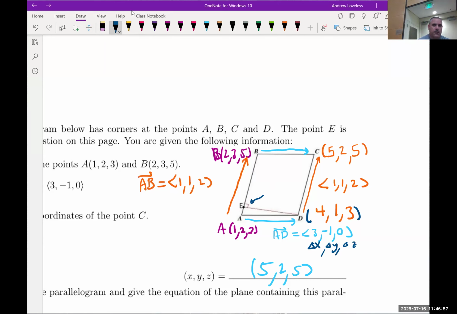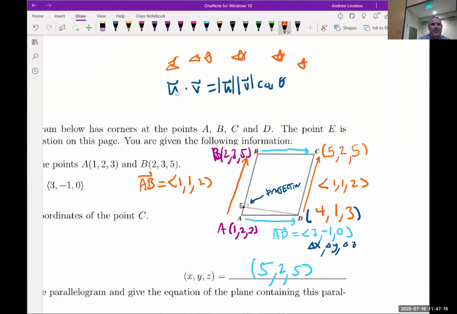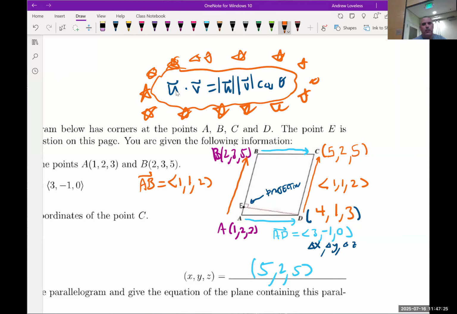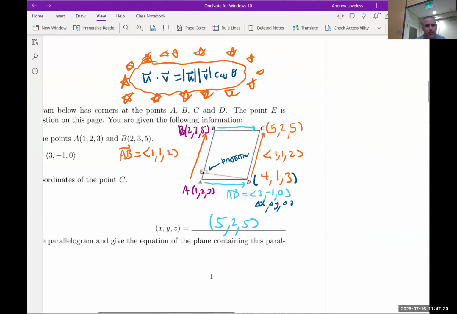Wait, what is the 10-star fact again? Good question. So the 10-star fact is this: U dot V equals the magnitude of U times the magnitude of V times cosine of the angle. Why do we call it the 10-star fact? Because I put 10 stars around it when we did it in class. There's no real reason besides remembering the equation. Calling it the 10-star fact did not help, but we use that a lot. So back when we did it in class, I put a bunch of stars around it.